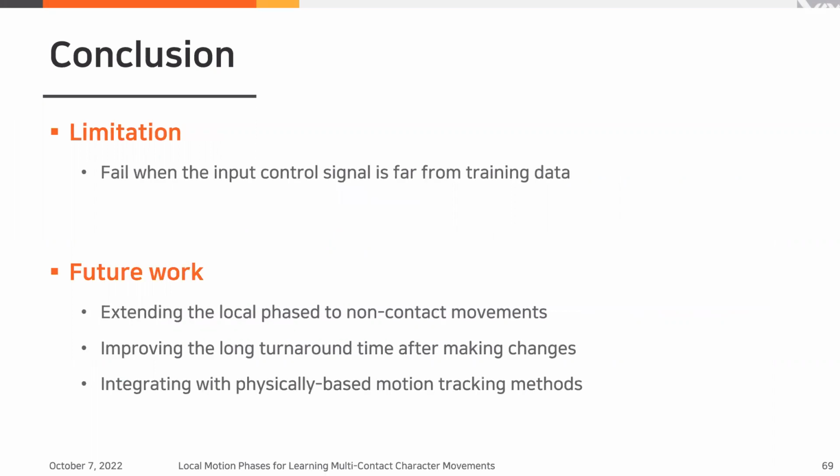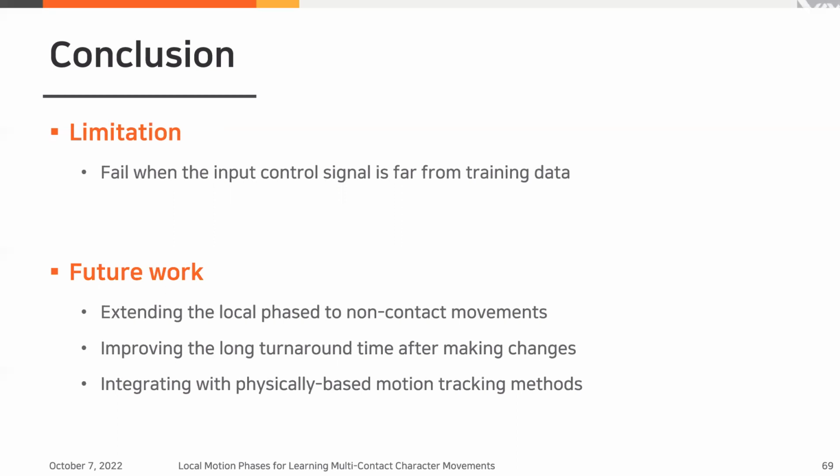The system has a limitation in that it fails when the control signal given to the network is far from the data observed during training. Such unobserved signals may mislead the output of the motion prediction network to unrealistic motion. Finally, as future work, the author mentioned three things.